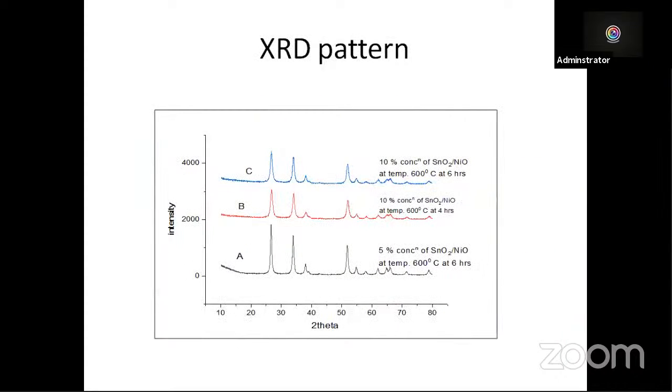This is the XRD analysis, done using Origin software by plotting intensity on the y-axis, and on the x-axis there is the variation of angle. The first one, indexed as A, is 5% concentration of nickel added to tin at temperature 600 degrees for 6 hours. The second one, the red peak indexed as B, is at 10% concentration of nickel in tin at temperature 600 for 4 hours. The third one is C, which indicates a 10% concentration of nickel in tin oxide at temperature 600 for 6 hours.